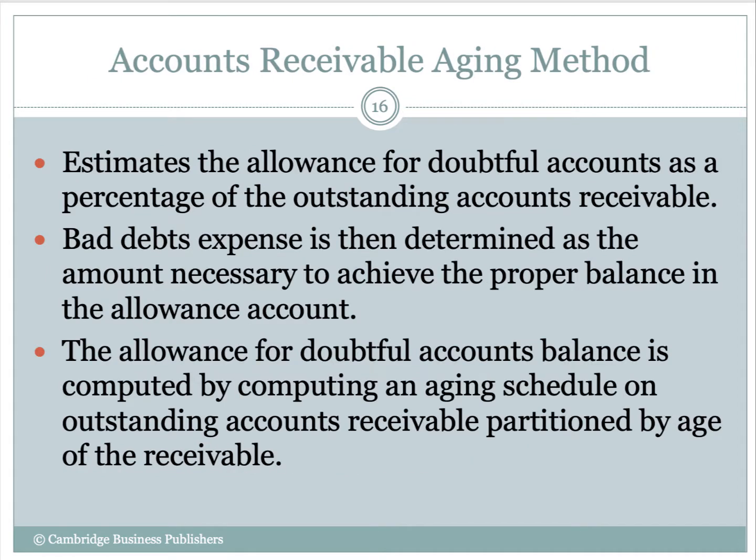So the other method we could use is the accounts receivable aging method. What this says is that we estimate the allowance for doubtful accounts as a percentage of our receivables that are still outstanding, okay? So the bad debt expense is then determined by an amount necessary to achieve the proper balance in the allowance account, okay?